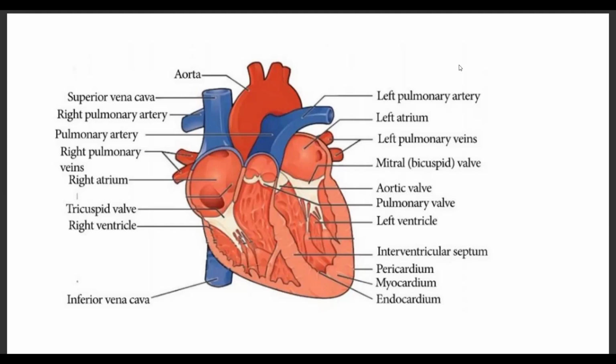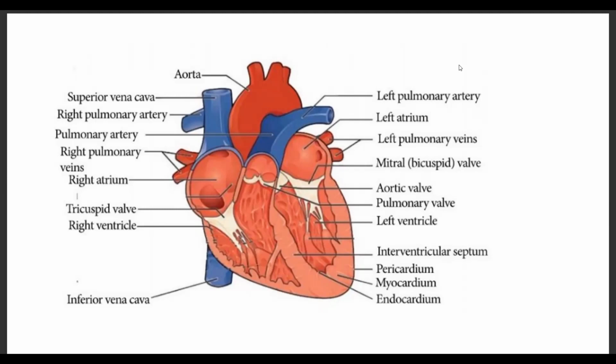Next point. Heart is completely divided into right and left side by septum. The atria and ventricles on each side are divided by atrioventricular valve. The right atrioventricular valve is called tricuspid valve and it has 3 flaps. Left atrioventricular valve is called bicuspid valve and it has 2 flaps.